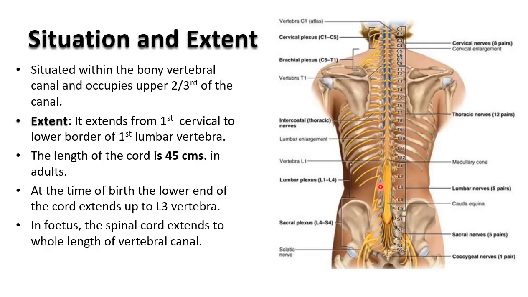It is mainly due to differential growth. The rate of growth of the vertebral canal or the vertebra is more as compared to the spinal cord. So naturally, the vertebral canal increases in size, whereas the spinal cord remains the same after a certain period of time. That is the main reason why in adults it is at the level of the lower border of the L1 vertebra, whereas in children, especially the newborn, it extends up to the L3 vertebra. Okay, so that is about the situation and extent of the spinal cord.